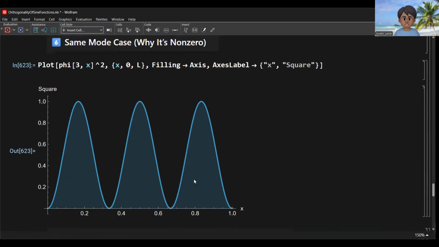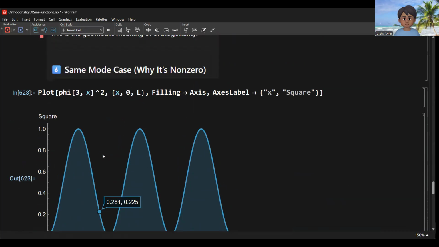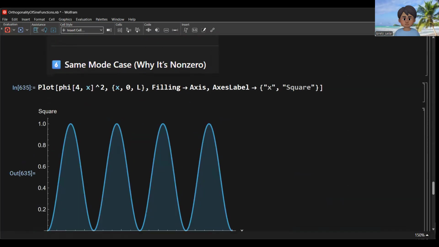Then we have the plot of the square of the sine here, because we have the curves here. For example, we have 4. So this is the plot of the square of the sine.